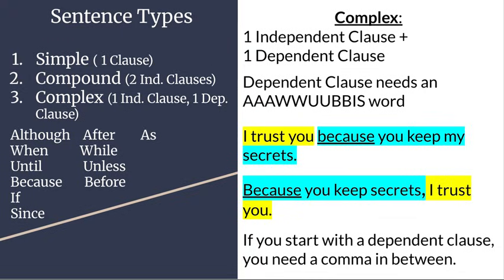So start with independent, no comma. Start with dependent, comma. Those are the rules, you guys. You've got to follow them, okay? And this is why I told you it's really helpful if you start committing these words to memory. So AWOBIS words, subordinating conjunctions. Fanboys, coordinating conjunctions. You use a coordinating conjunction for a compound sentence. You use subordinating conjunctions for complex sentences. It's just one of those things you have to commit to memory.